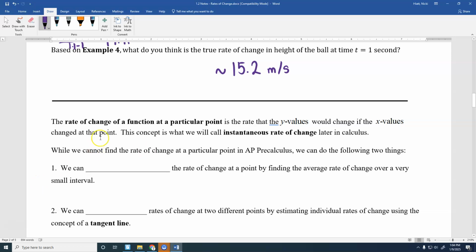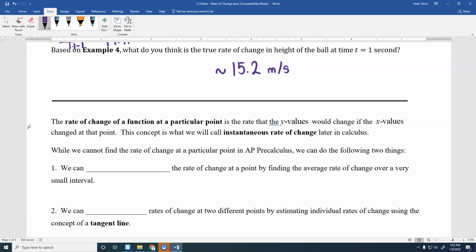Okay, so the rate of change of a function at a particular point, or what we'll call later in calculus the instantaneous rate of change, is that rate of change at that one tiny instant. And so there are going to be 2 ways that we can estimate this in pre-calculus. When we get to calculus, we'll be able to find it exactly. But in pre-cal, we can only estimate.